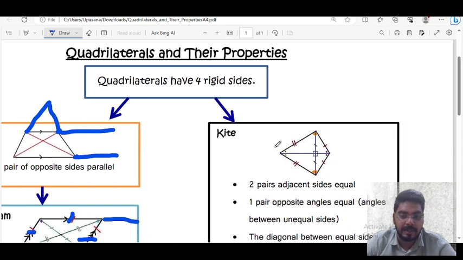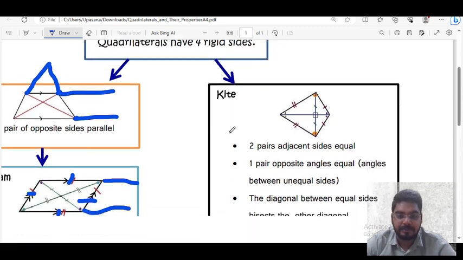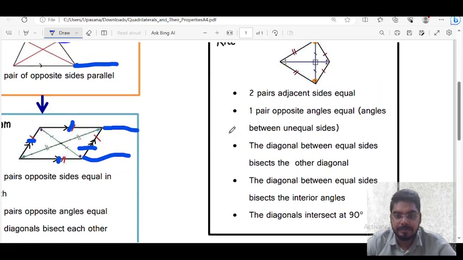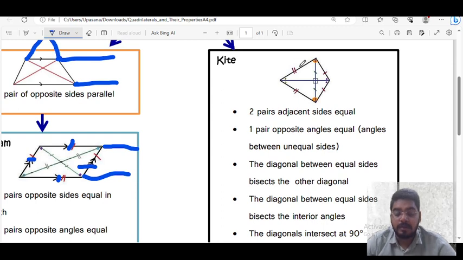Now we are talking about the kite. This is the same kite that we fly on Sankranti. Adjacent sides are equal. This side is equal to this side, and this side is equal to this side. Only a single pair of opposite angles is equal. This angle will be equal to this angle. This is the same kite that we fly on Sankranti, kids.